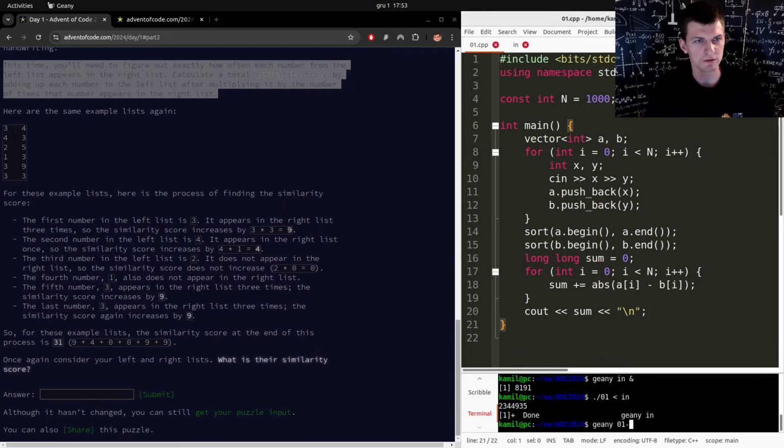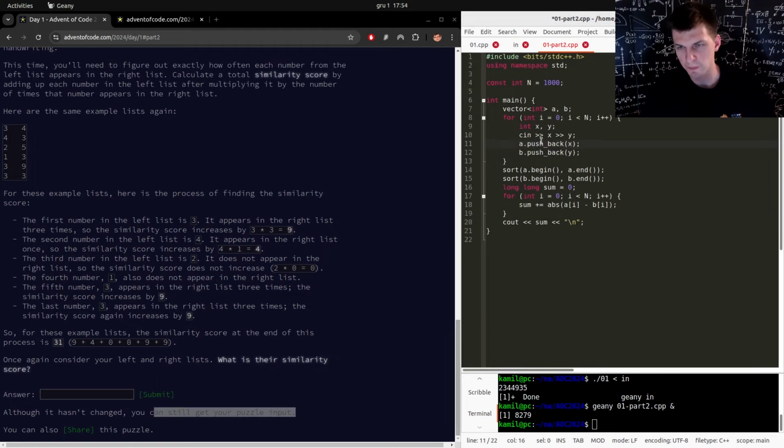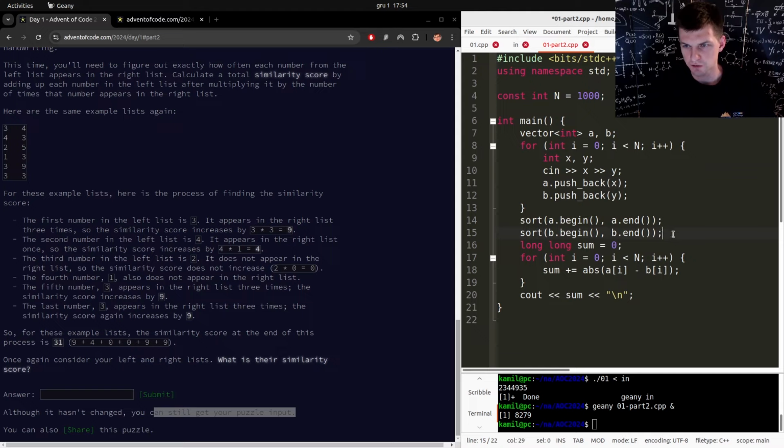How should I call it? 01, part 2.cpp. Is the input the same? No, yes, the input is the same. So we can do this.